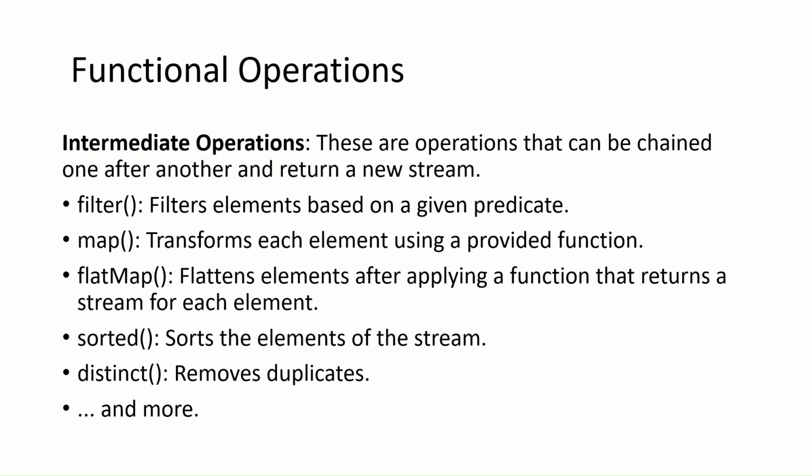Okay. So these operations can be chained one after another and return a new stream. Examples of these are filter, map, flatMap, sorted, and distinct. These are examples of intermediate operations. They work on the stream and they produce a stream. They take the input from the stream and then produce a stream. Okay. Now let me tell you one by one about the filter, map, flatMap, sorted, and distinct methods.